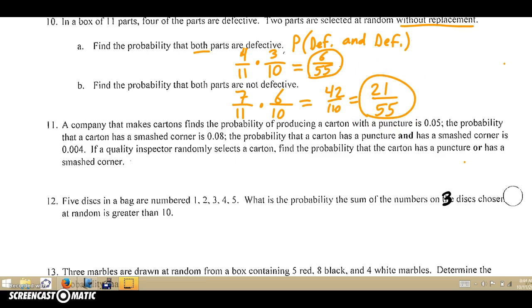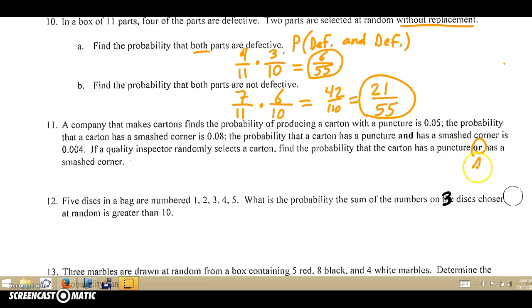Alright, number 11. A company that makes cartons finds the probability of producing a carton with a puncture is 0.05 or 5%. The probability the carton has a smashed corner is 0.08 or 8%. And the probability the carton has a puncture and has a smashed corner is 0.004 or 0.4%. If a quality inspector randomly selects a carton, find the probability that the carton has a puncture or, notice this is an or question, or has a smashed corner.